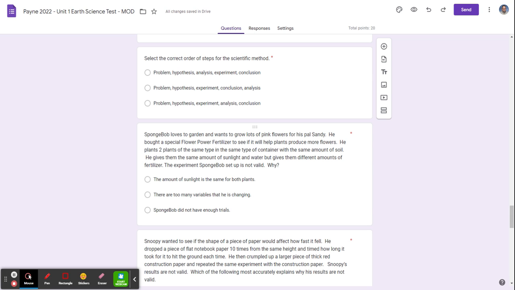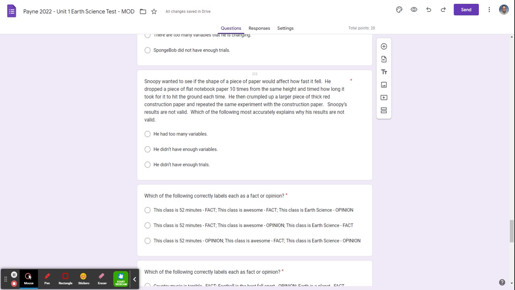SpongeBob loves to garden and wants to grow a lot of pink flowers for his pal Sandy. He bought a special flower power fertilizer to see if it will help plants produce more flowers. He plants 2 plants of the same type in the same type of container with the same amount of soil. He gives them the same amount of sunlight and water, but gives them different amounts of fertilizer. The experiment SpongeBob set up is not valid. Why? The amount of sunlight is the same for both plants. There are too many variables that he is changing, or SpongeBob did not have enough trials.